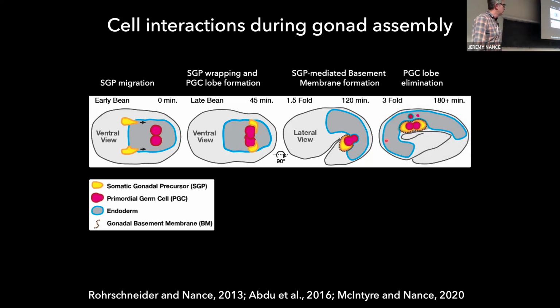And finally, these lobes disappear and are digested by the endoderm, which is the last part of the talk that I'll talk about. So there's a lot happening in these four cells. A lot of interactions, both between the primordial germ cells and the somatic gonad cells, and also between the primordial germ cells and the endoderm.